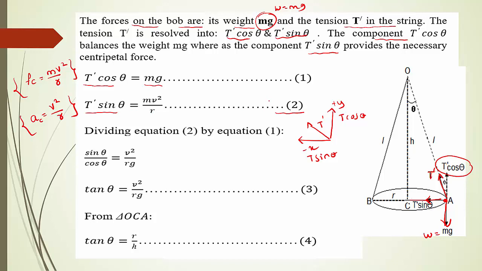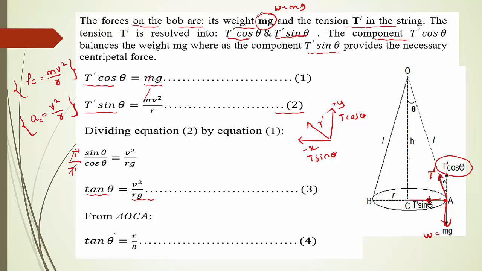Now divide equation 2 by equation 1. T' and T' will get cancelled. Remaining is sin theta divided by cos theta. Here also m will get cancelled. Remaining is v square divided by r into g. Sin by cos is tan theta, equal to v square by rg. Let us take it as equation 3.